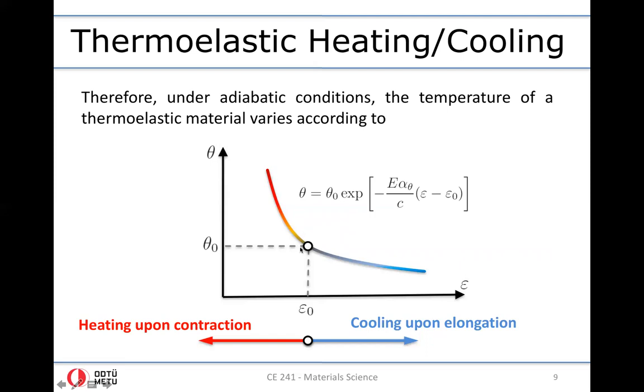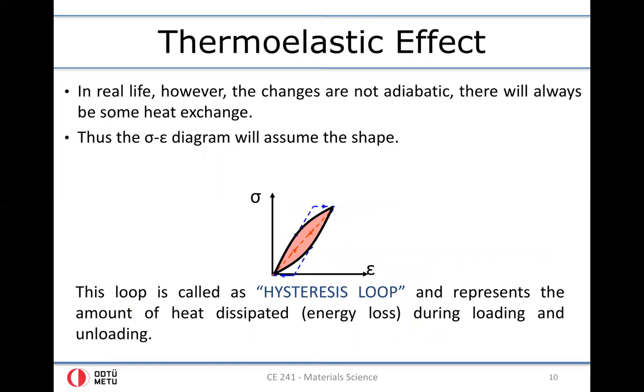So when you draw this function, as indicated in this exponential curve, when you increase the strain, the material will cool down, all right? So temperature will decrease. If you compress the material, on the other hand, it will warm up. Okay, this is what you observe. So in real life, of course, deformations are not adiabatic, right? So actually, not adiabatic or isothermal either. There will always be some heat exchange. Therefore, the real behavior is somewhere in the middle.